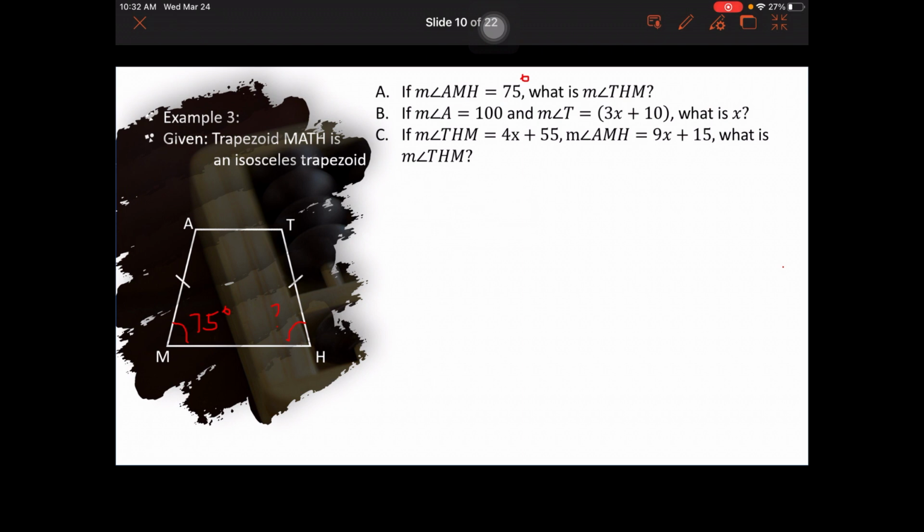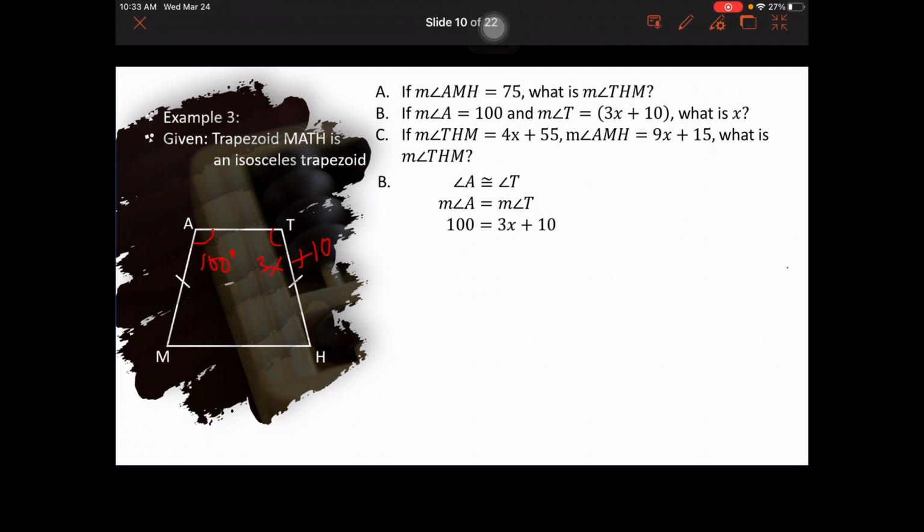Letter B. If the measure of angle A is 100, burahin muna natin yung nasulat. If the measure of angle A is 100 degrees, and the measure of angle T is 3x plus 10, what is x? Katulad po kanina, angle A and angle T are the base angles with respect to AT. So, they are congruent. Kapag congruent sila, their measures are equal. Then, substitute po natin yung given. That is 100 is equal to 3x plus 10.